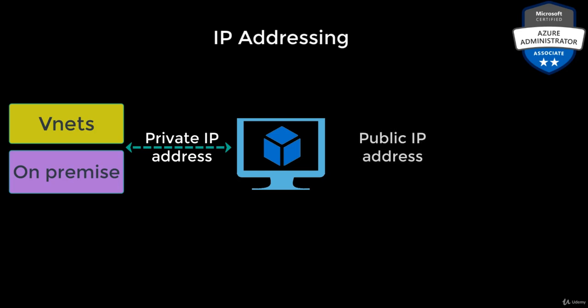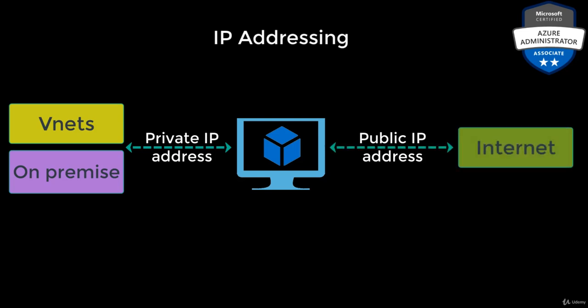Public IP addresses, on the other hand, are used for communication with the internet, as the name says, public. So if there is any public facing entity or public facing endpoint, then you will need a public IP address assigned to your virtual machine or the Azure resource. IP addresses can either have a static assignment or a dynamic assignment.